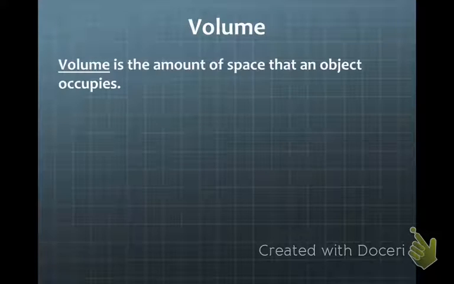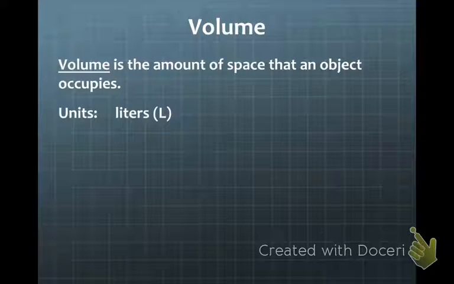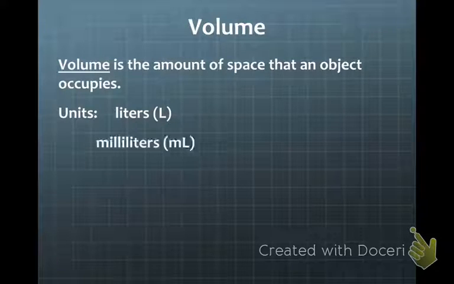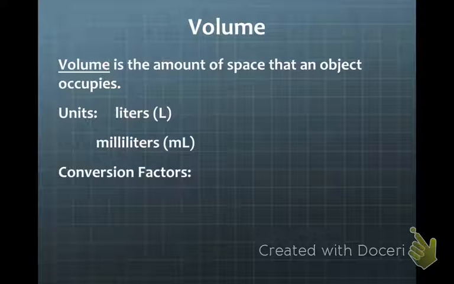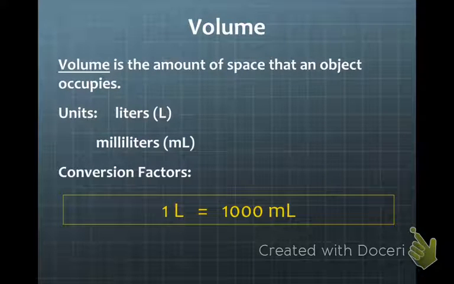Finally, your volume. Volume is the amount of space that an object occupies. Think of it in terms of like a beaker, graduated cylinder. It's a space in which 100 milliliters would occupy. Conversion, we did this also in the fall semester. Our typical units are liters. You'll also see milliliters. And the conversion factor is 1 liter equals 1,000 milliliters.